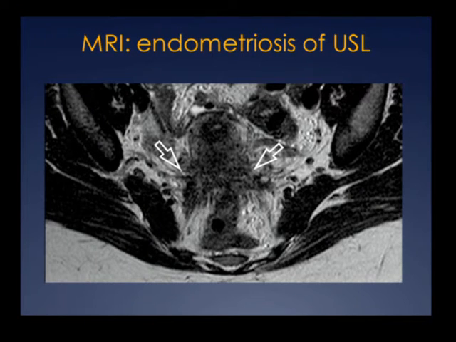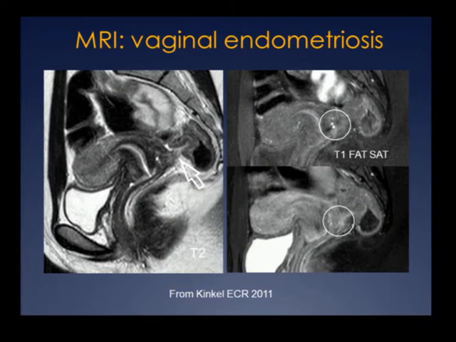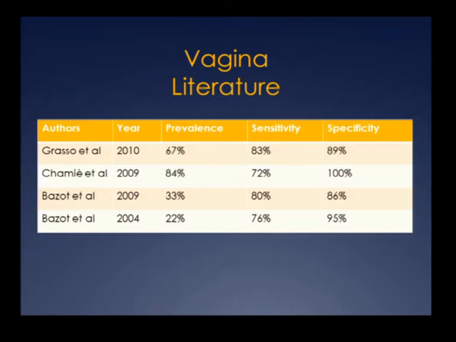This is another case of uterosacral ligament involvement, and the sensitivity and specificity is very good. Vagina is not so easy, but in case of a hyperintense spot, it's easy to identify, but it's not always present in this kind of nodule. The specificity is good, the sensitivity depends.